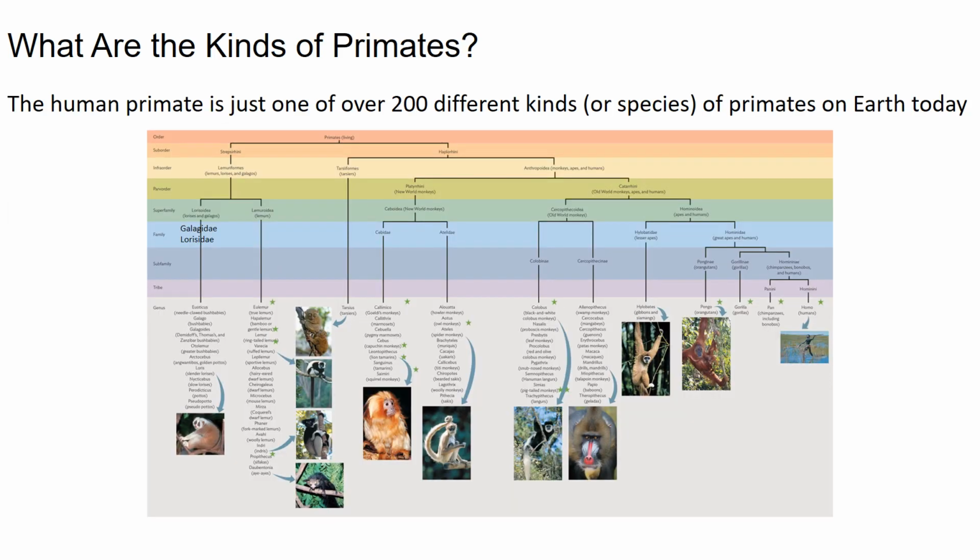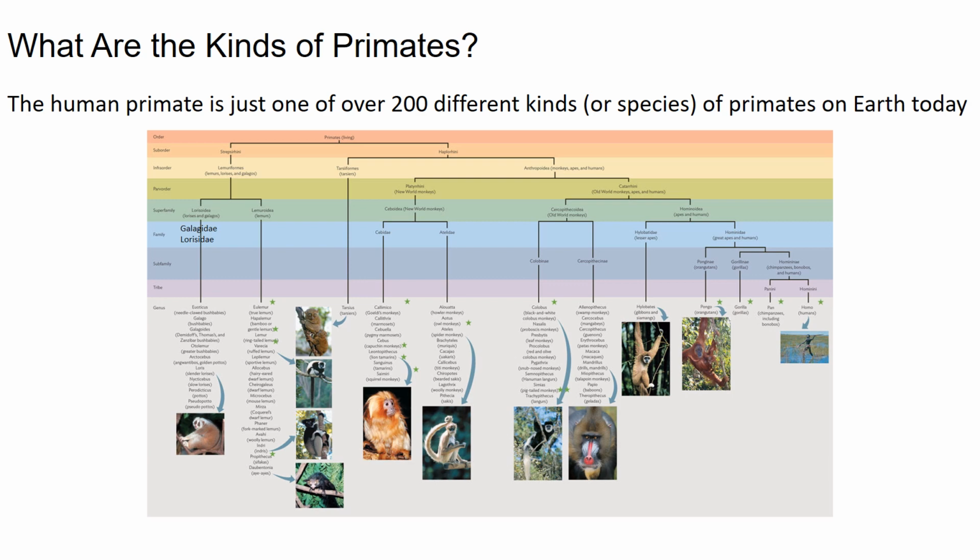So what are the kinds of primates? Well, the human primate is just one of over 200 different kinds or species of primates on Earth today. This image comes from your book, and it shows this diversity of species that we have based off of the Linnaean taxonomy of the primate order. You've got it divided from each stage, from the order down to the suborder, the infraorder, etc. And down below, you have images of some examples of the different genuses that are out there.